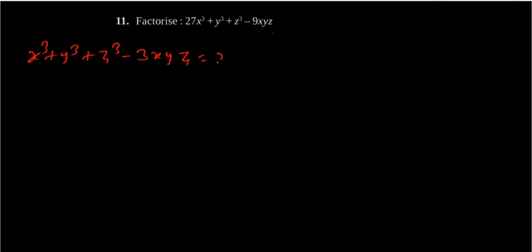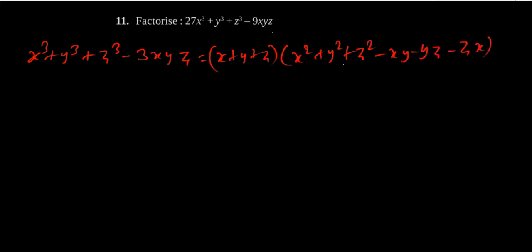So the identity is (x+y+z)(x²+y²+z²−xy−yz−zx) = x³+y³+z³−3xyz. Here x is 3x, so let me substitute in the identity so that we will get 2 factors. We need to factorize this given polynomial.